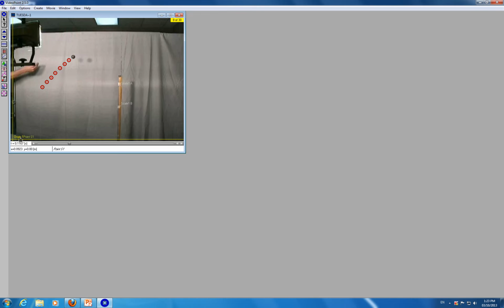So the camera has provided a timing between points. Now you've told the computer that this much space here is so many meters, and this much space here is so many meters. Now once you've done that, most of the technical stuff is out of the way. You can go up to view, and you can go to new graph.